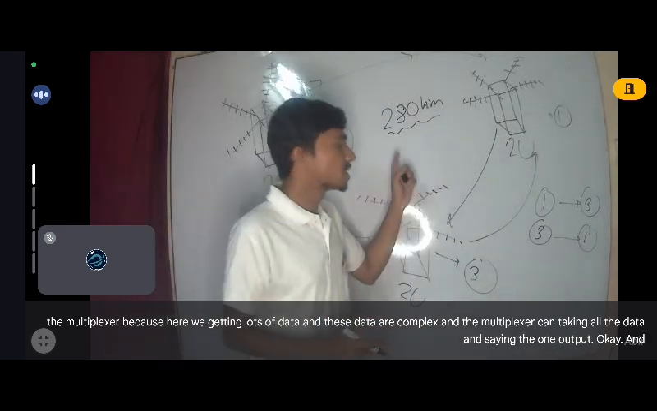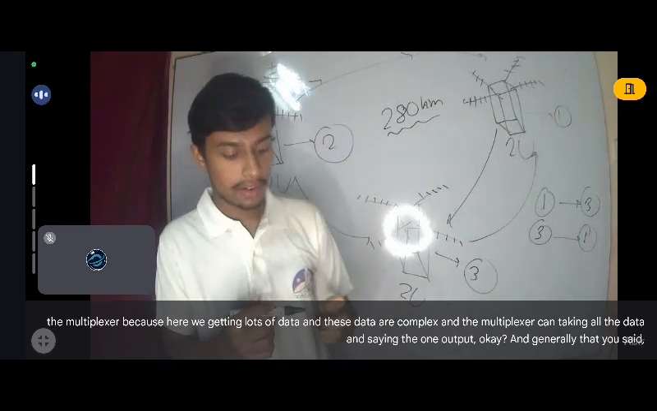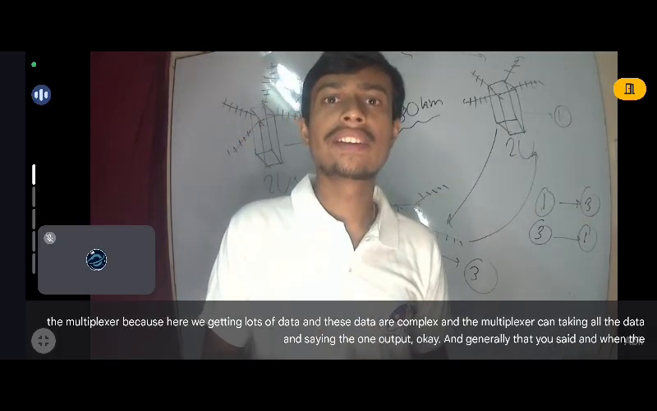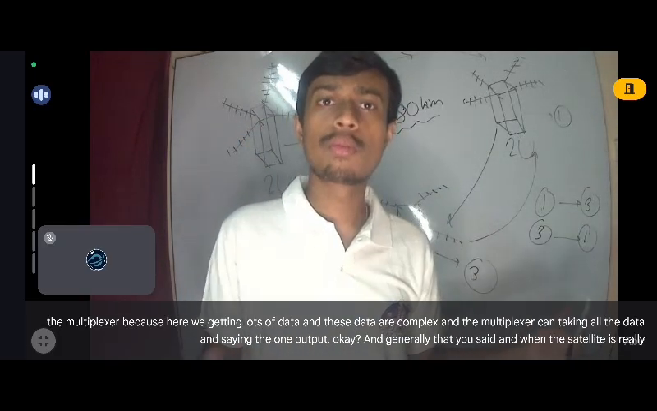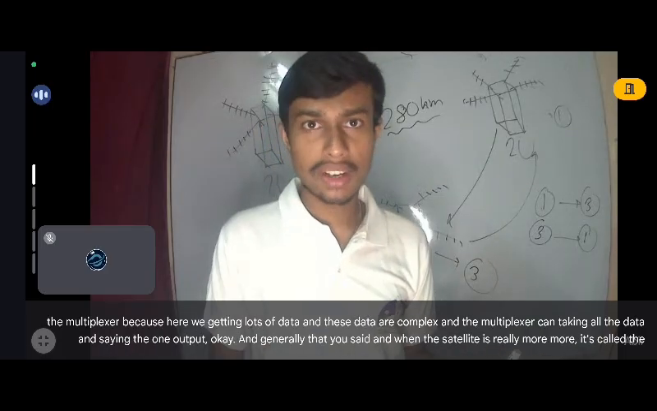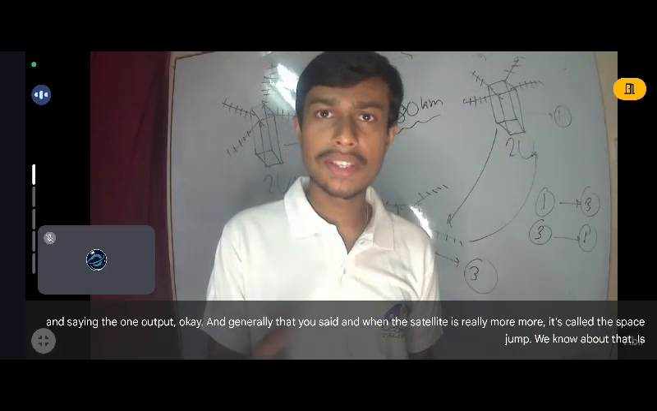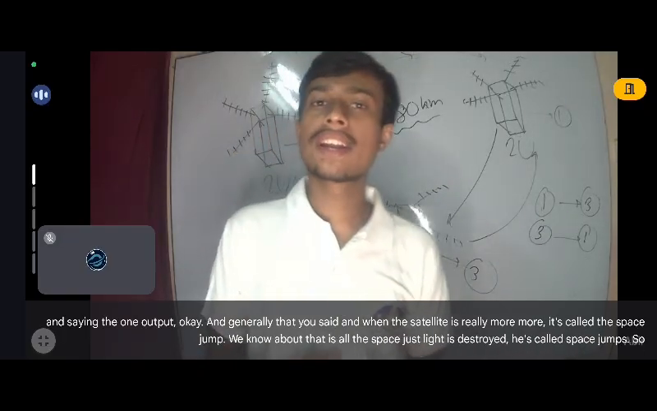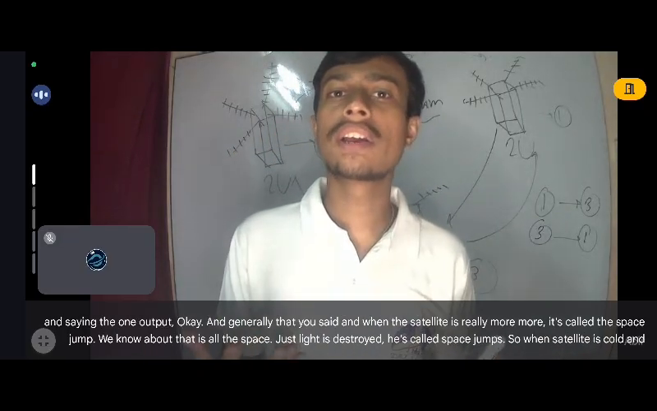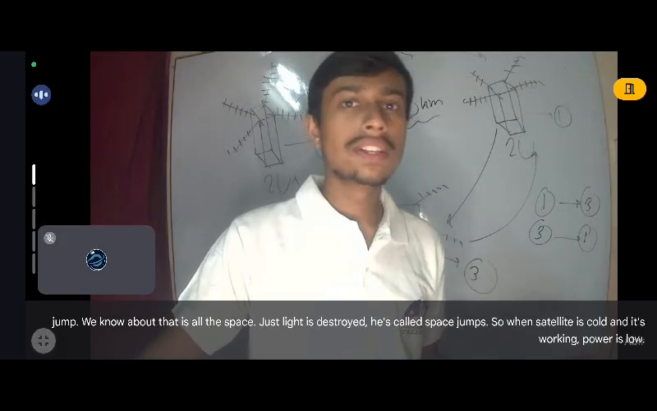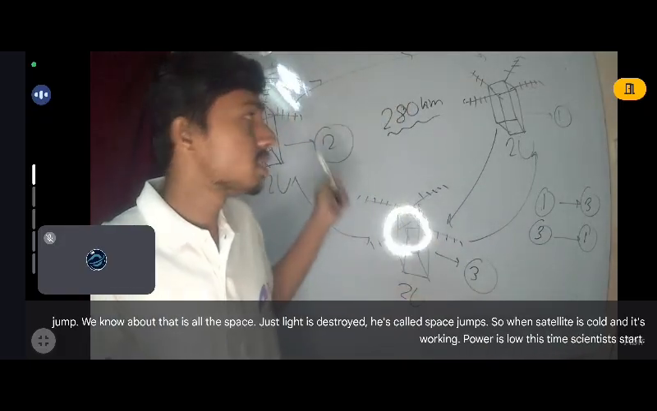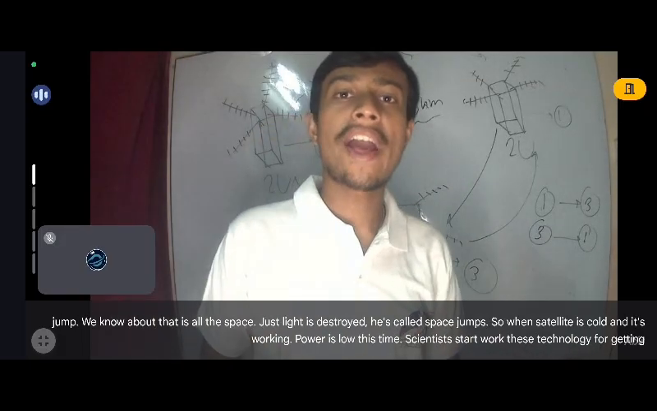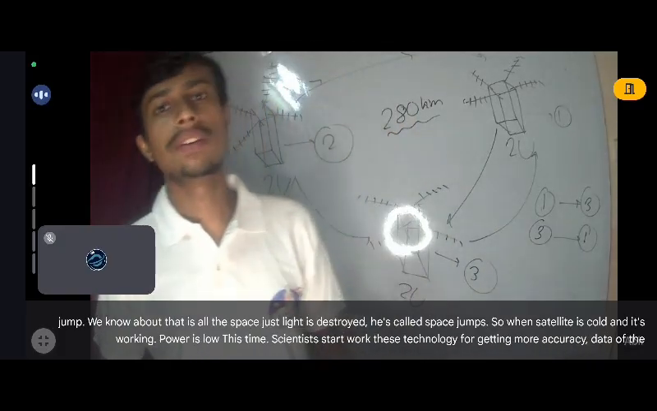Generally with CubeSats, when the satellites become really many, it's called space junk. We know about that. When a satellite is destroyed, it's called space junk. So when a satellite is old and its working power is low, scientists start working with this technology to get more accurate data of the orbit.